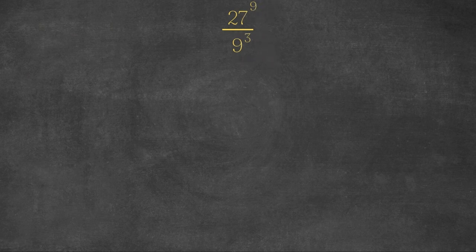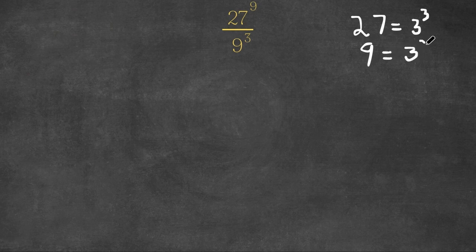So we have 27 to the power of 9 over 9 to the power of 3. Now, the first thing we want to do is make these two the same base, because if we do that, we could simply divide them with each other. Now, what is a common base of these two numbers, 27 and 9? Well, 3 would work. Now, 27 is equal to 3 to the power of 3. And 9 is equal to 3 squared.